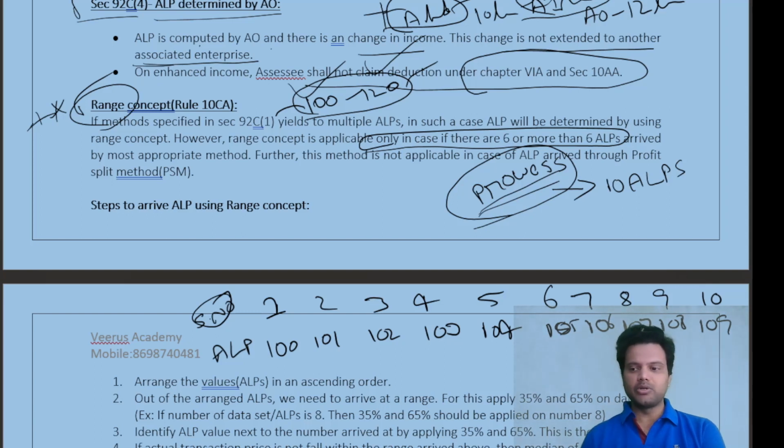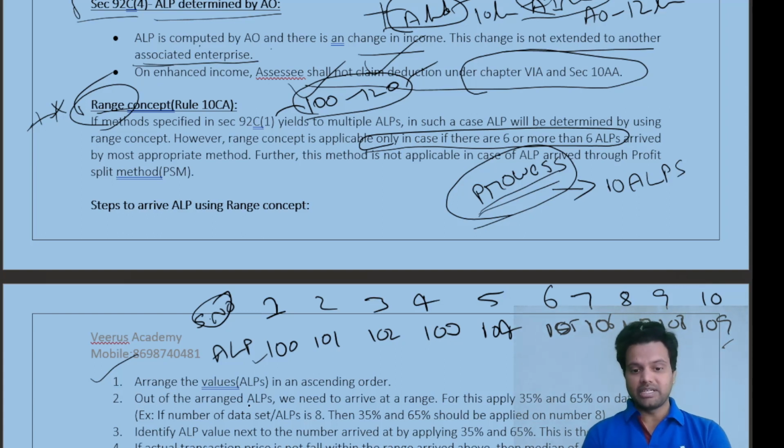Out of these, I need to pick the right ALP applicable for me using the concept of range. So what do I need to do? First step: I need to arrange the values in ascending order, from the lowest to the highest. I have already arranged it here, right? It starts with 100, which is the lowest number. It ends with 109, which is the highest number in this range. Okay, step number 1 we have completed.